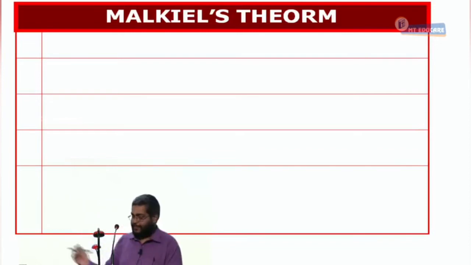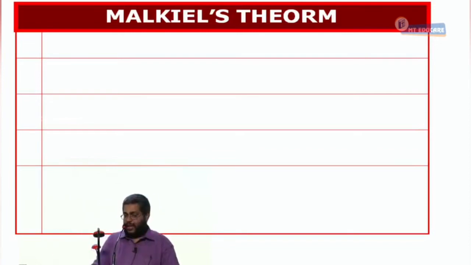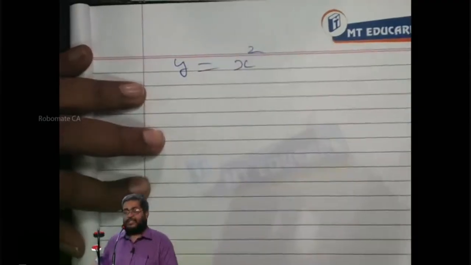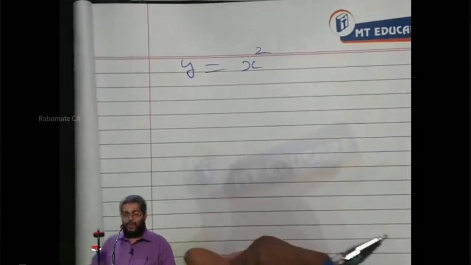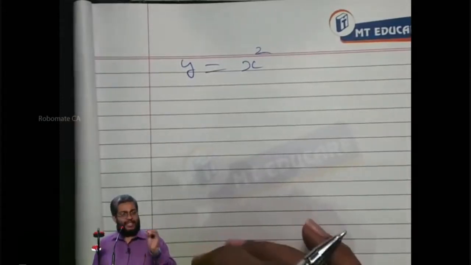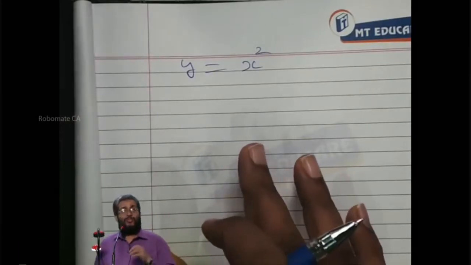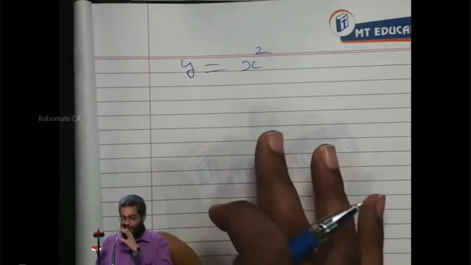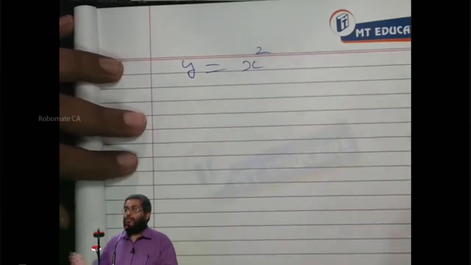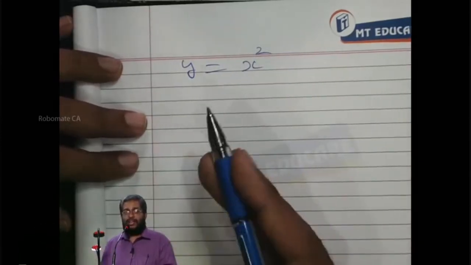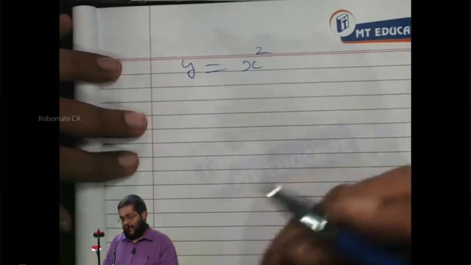Now, before that, y is equal to x square. Just a small explanation before we start, school mathematics. Now I want to do differentiation of this. We call it derivatives.